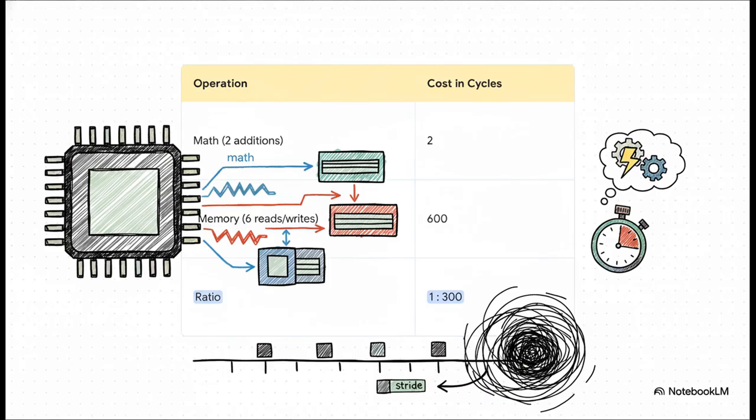Look at this table. A couple of simple additions, that might take, say, 2 processor cycles. But just fetching the data from memory and writing it back, that can cost 600 cycles. That's a 300-to-1 ratio. The bottleneck is never the math. It's always the data transfer. And that right there is why your stride is destiny.